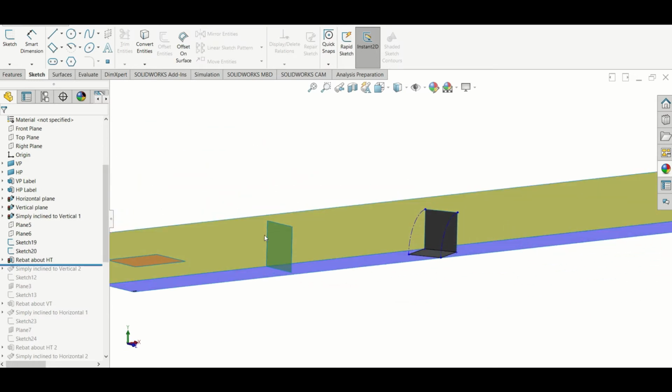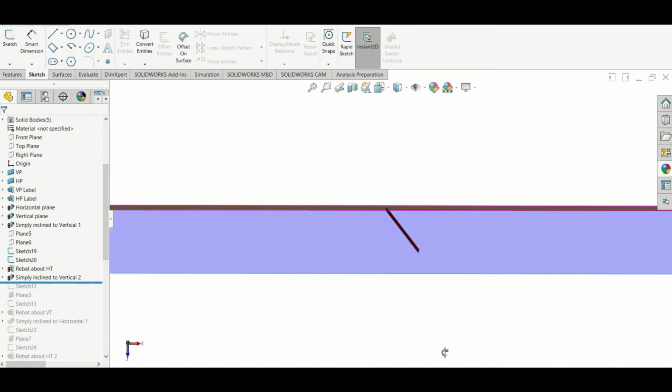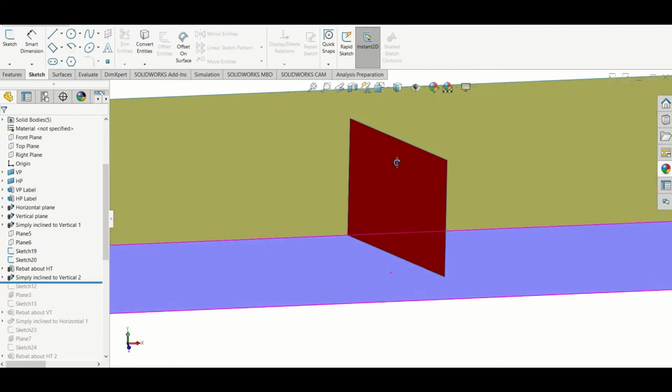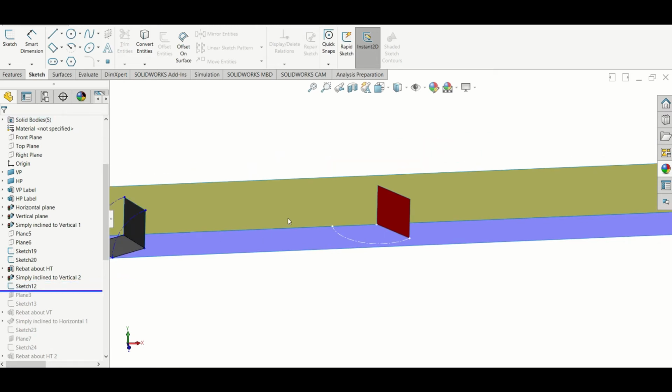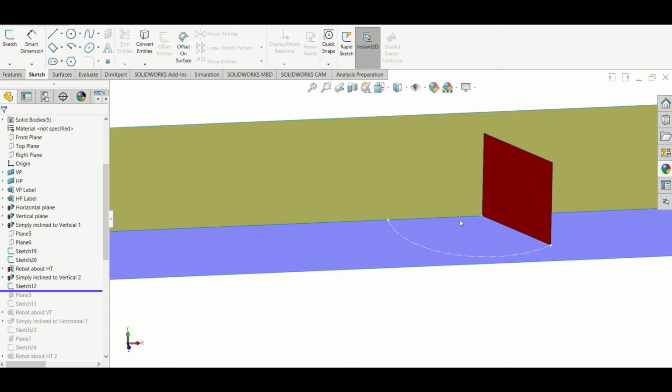Now moving on ahead, I have another simply inclined plane here. It is simply inclined to the vertical. This time it's probably making an angle of about 45 to 50 degrees. It stands straight up, perpendicular to the floor. In the second scenario, this time I rabat it about the vertical trace up here, rather than the horizontal trace, which is the line of intersection it makes with the horizontal plane.